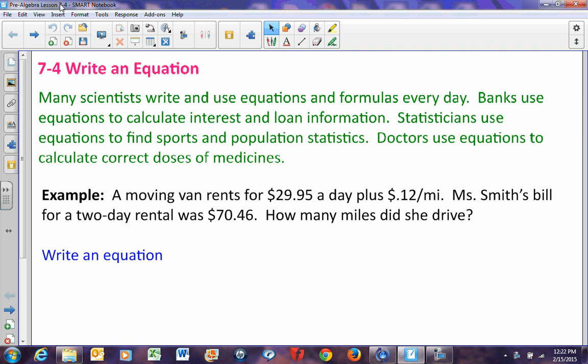A moving van rents for $29.95 a day, plus 12 cents a mile. Ms. Smith's bill for a 2-day rental was $70.46. How many miles did she drive?